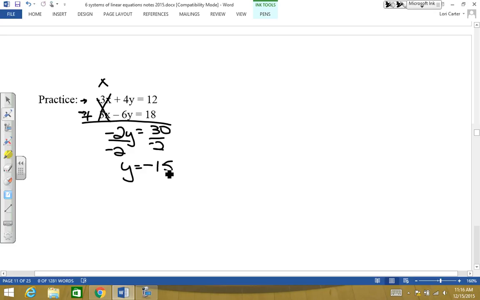Okay, y equals negative 15. Now what do I do with that? Plug it into one of the equations that you pick. Let's pick the top one because it's easy. I did the bottom one.